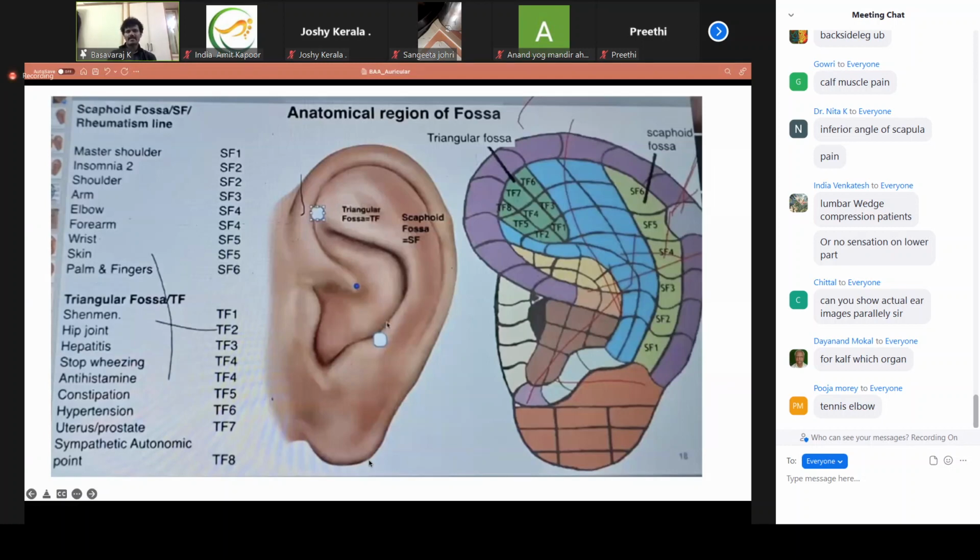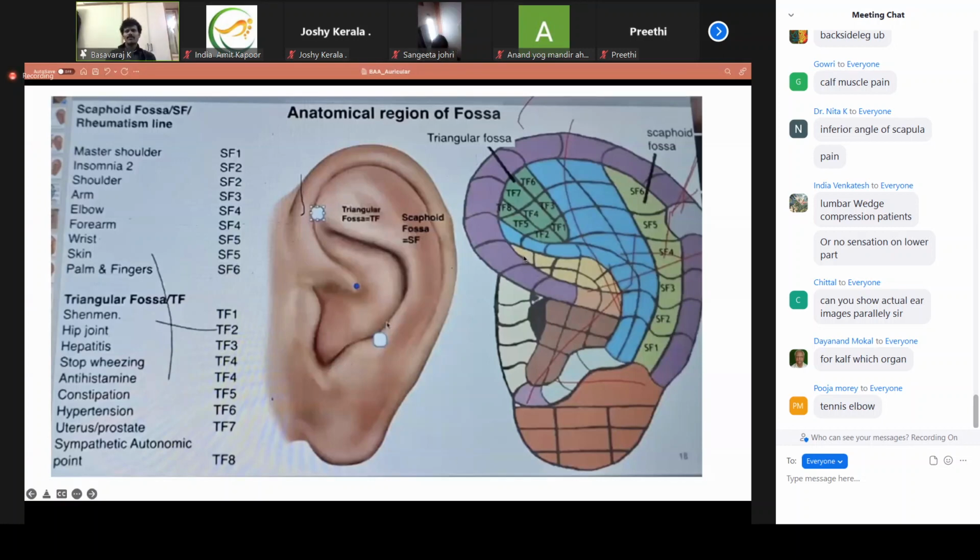which we are using to sedate excess yang, physically or emotionally. For example, stress, anxiety, fear, restlessness, insomnia, and even when the patient is suffering from hyperactivity, unable to sleep. So all excess yang symptoms are treated with the Shenman.